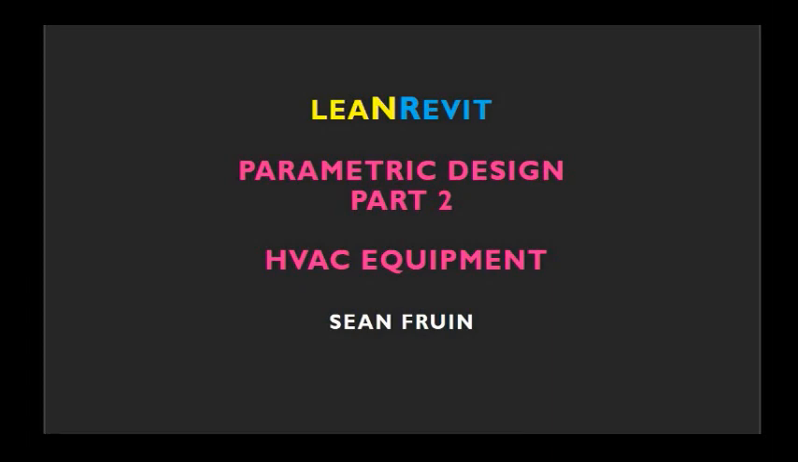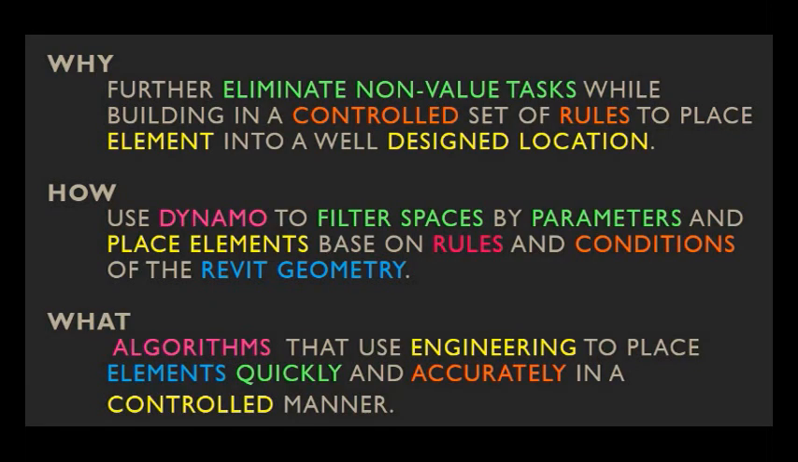This is a continuation on parametric design. So in the last video we looked at how we could start placing equipment strategically, at least with places, and then linking all those pieces of equipment together. So we're going to further see how we can eliminate non-value tasks in this one, while also showing how we can make some controlled rules to set elements in a desired location.